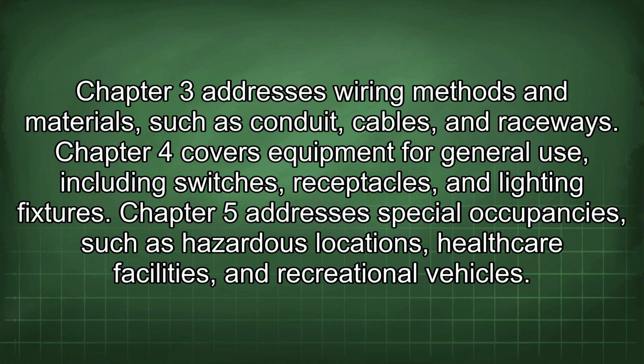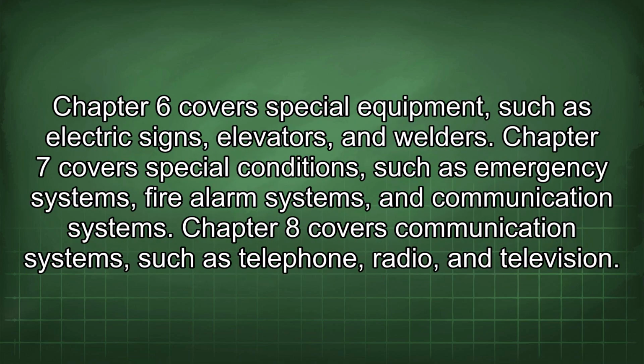Chapter 4 covers equipment for general use, including switches, receptacles, and lighting fixtures. Chapter 5 addresses special occupancies such as hazardous locations, healthcare facilities, and recreational vehicles. Chapter 6 covers special equipment such as electric signs, elevators, and welders. Chapter 7 covers special conditions such as emergency systems, fire alarm systems, and communication systems.